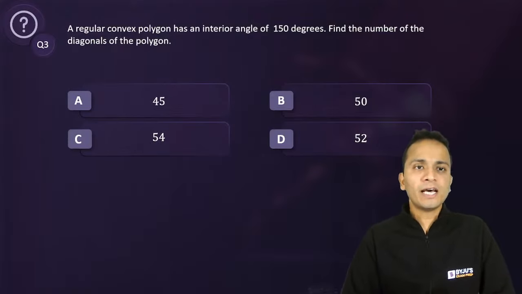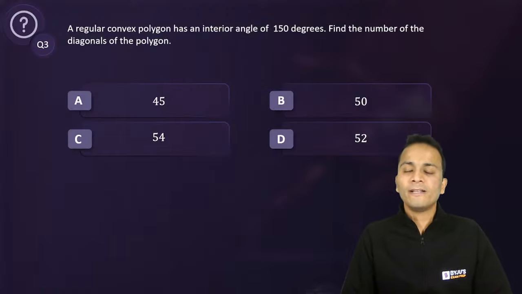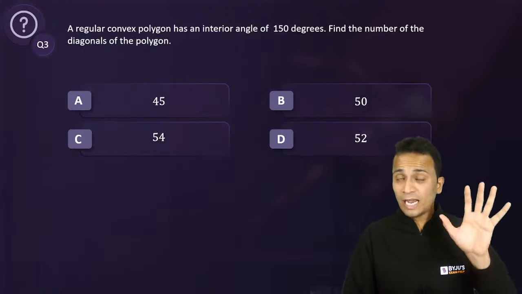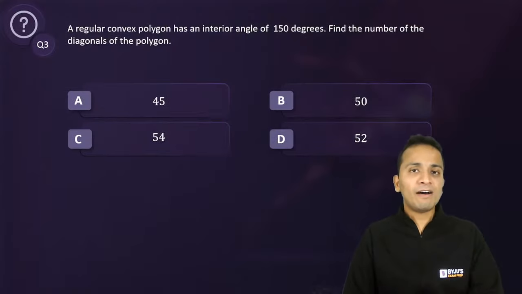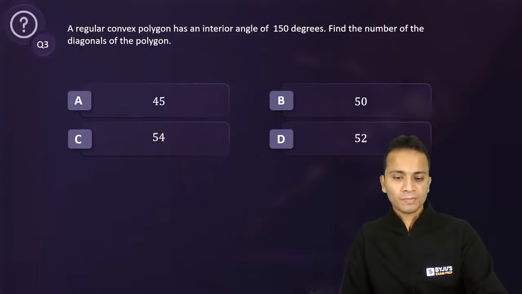So this question says a regular convex polygon has an interior angle of 150 degrees. Find the number of diagonals of the polygon. Now, at the beginning of this session, I have told you about the formulas, both the formulas that will be required here. So quickly give me a correct answer for this one. Jaldi se.